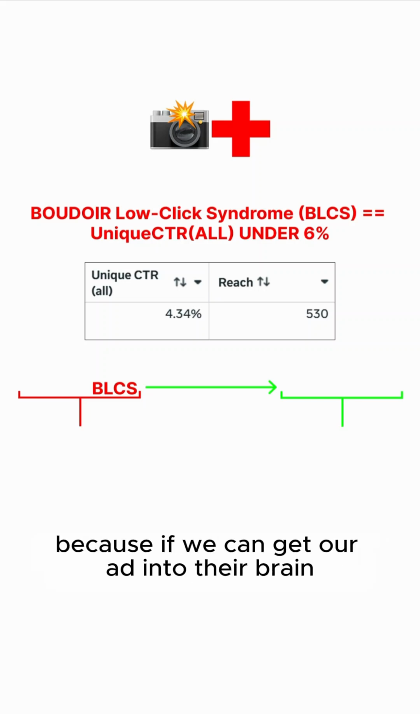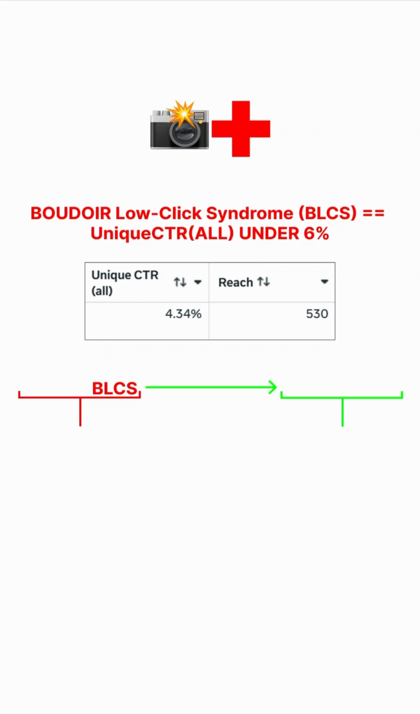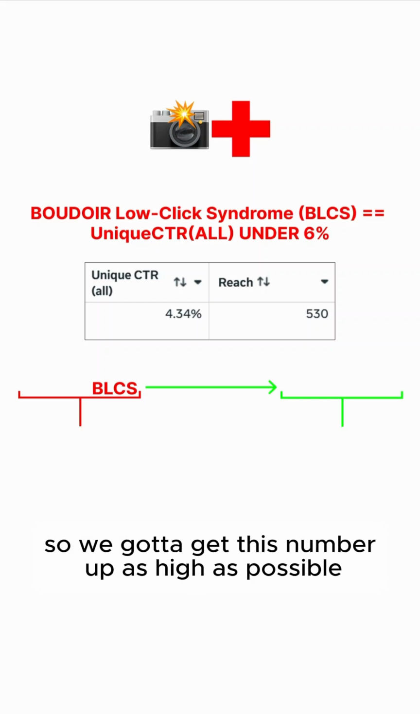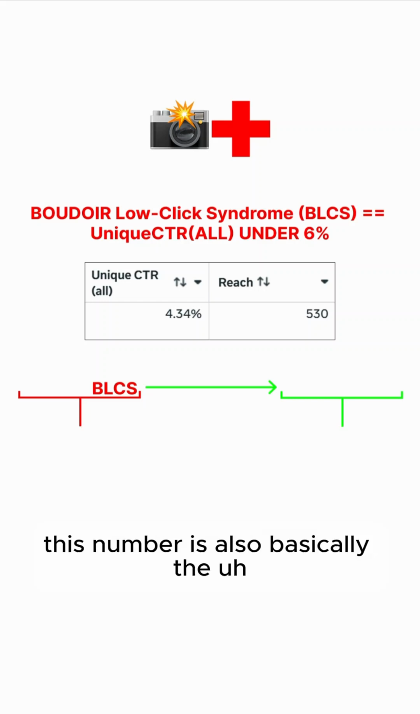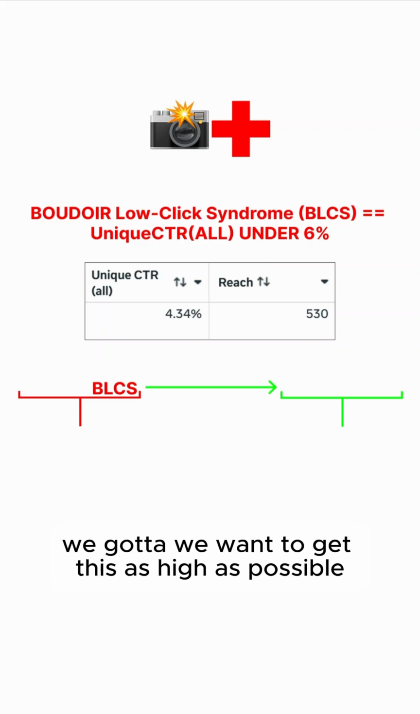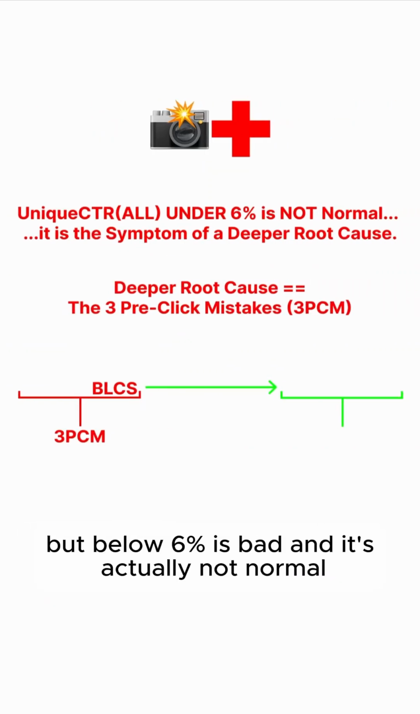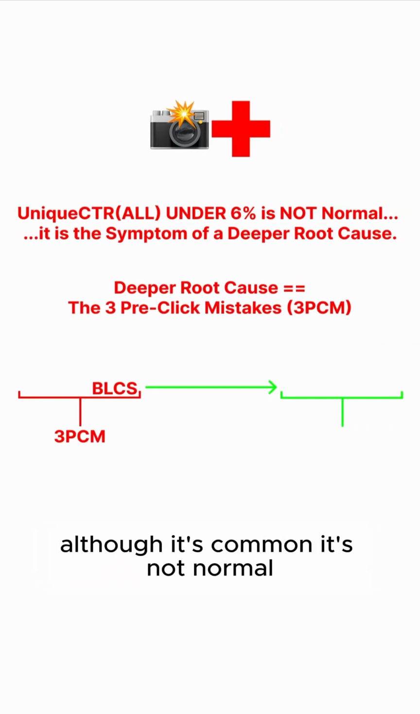And we care about that because if we can get our ad into their brain, that is the only way women will actually buy from us. So we've got to get this number up as high as possible. This number is also basically the number of women that did not scroll right on by. So yeah, we want to get this as high as possible. But below 6% is bad, and it's actually not normal. Although it's common, it's not normal.